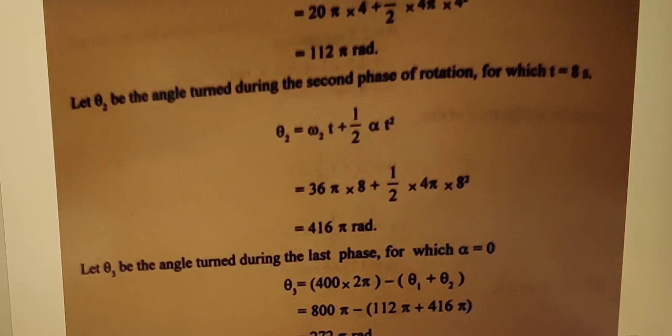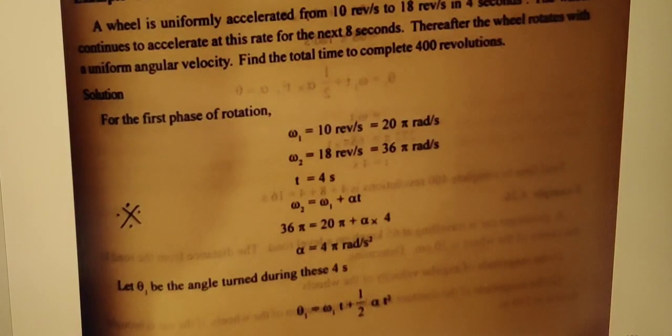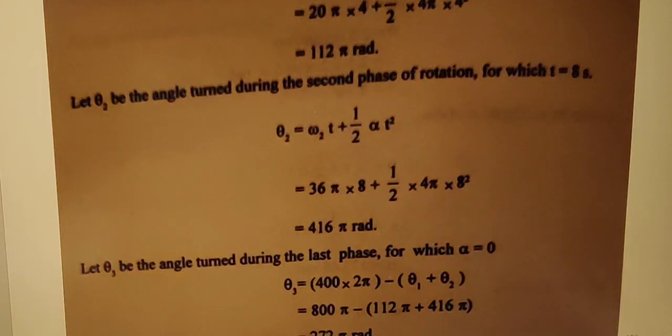Now for the second phase, you have to calculate theta. For the second phase, omega 2 is the angular velocity. So omega 2 is equal to 36 pi radians per second, into time, that is 8, plus half into alpha into t squared, that is 4 pi into 8 squared. That is equal to 416 pi radians.